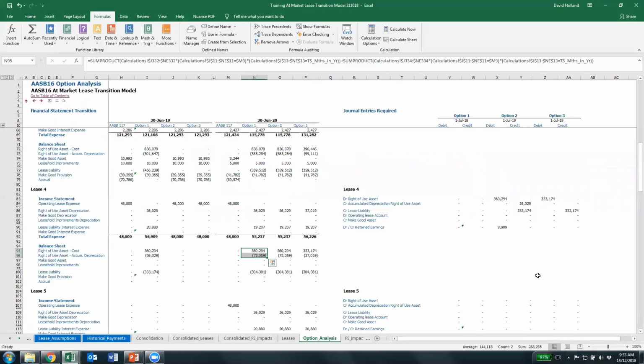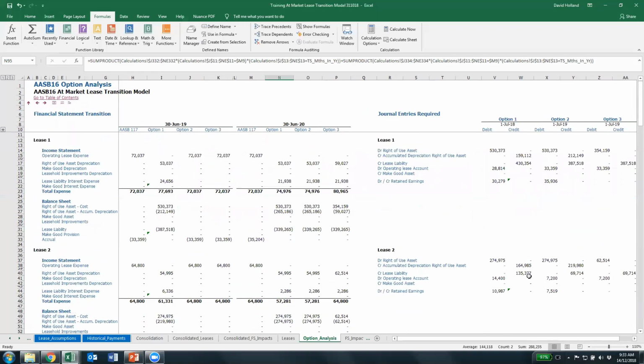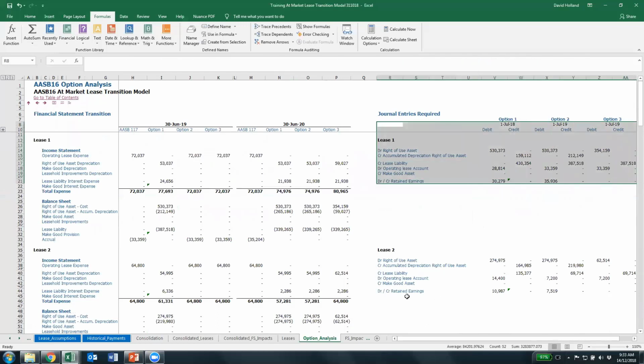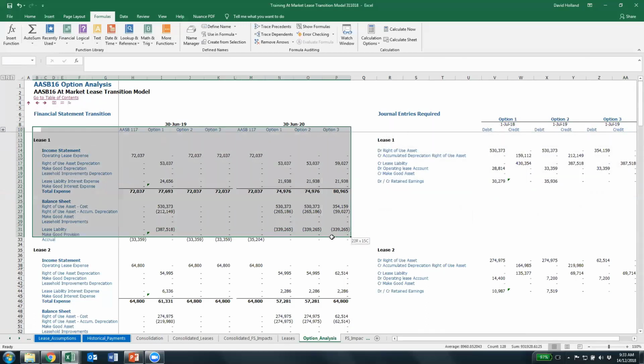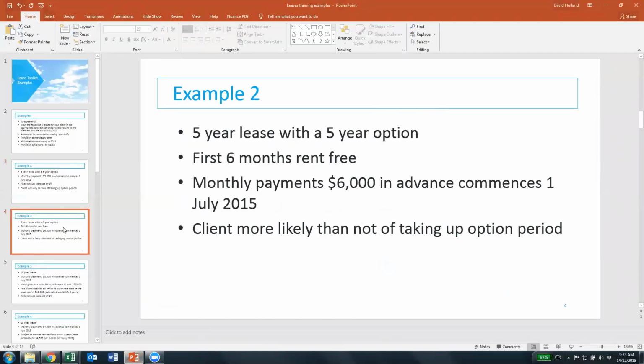Now that you have all those in, if you flicked over here to the analysis page of the option analysis, you should have this sort of information under option 1, 2, and 3 for your first lease. And you also should have the year-end numbers coming through as well. So now that you've learned from that first example, let's input the second example. Once again, please pause this video, take time to go and put that example into your spreadsheet.